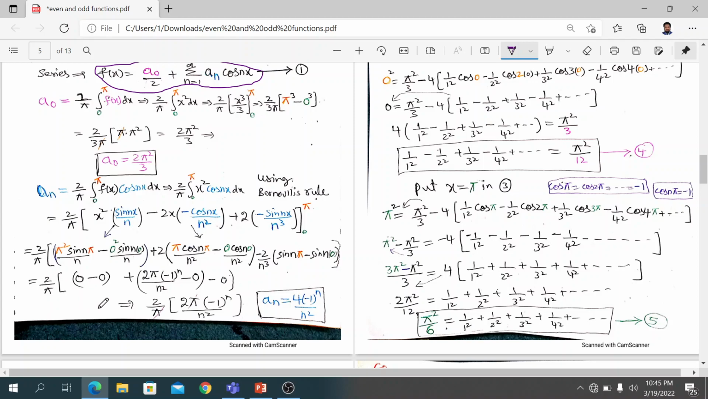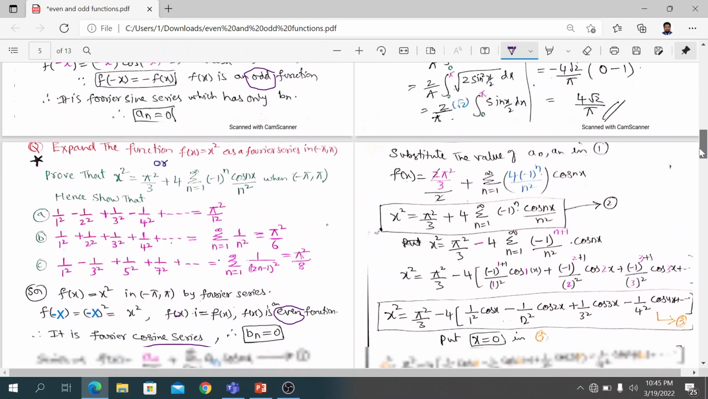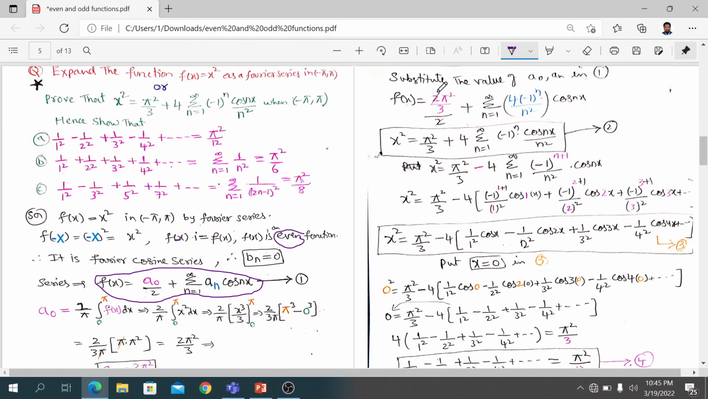So 2 by pi outside as it is, 2 pi minus 1 power of n by n square. This 2, this pi and this pi cancel. 2 2s are 4, minus 1 power of n by n square. This is the a n value. Now substitute this in a naught. Substitute the values of a naught, a n in the first equation.